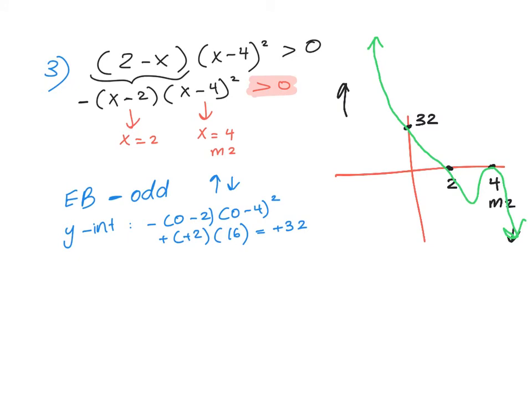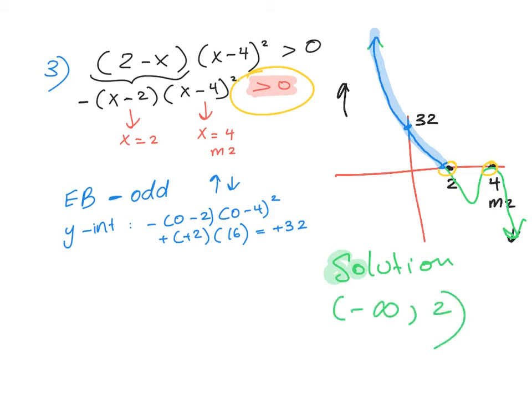And now I need the part of the graph that is above the x-axis, and I don't want to consider the x-intercept, so make sure that you put open circles over here so you remember that you don't need to include them. And I need the part of the graph that is above the x-axis, and that's the only part that's above the x-axis. So that goes from -infinity to 2, where 2 is not included.